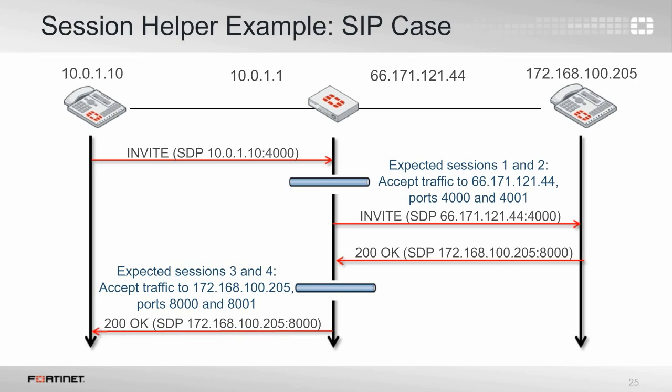The remote phone sends an OK packet to the right destination IP address, 66.171.121.44. The packets include the IP address and ports for the other 2 data channels. The session helper creates 2 more expected sessions, this time using the information coming in the OK packet. After that, the 4 data channels can be connected through the 4 expected sessions. Firewall policies are not needed to allow this traffic.